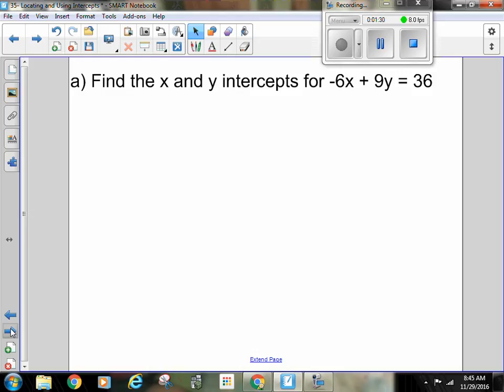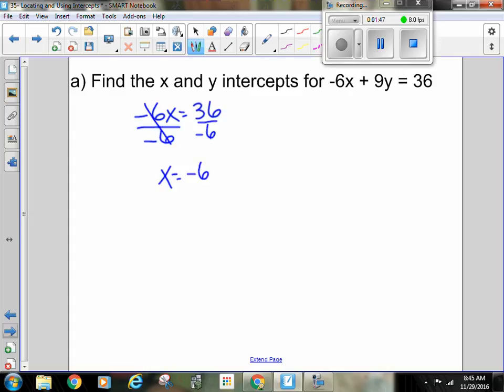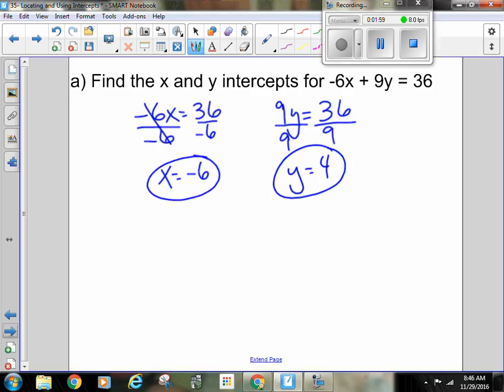So find the x and y intercepts of negative 6x plus 9y equals 36. So to find my x, I'm covering up my y term, and so I end up with negative 6x equals 36. So divide each side by negative 6. So x equals negative 6. This is my x-intercept. My y-intercept, I'm covering up that x term, so I get 9y equals 36. So divide each side by 9. And I get y equals 4. So here are my intercepts.